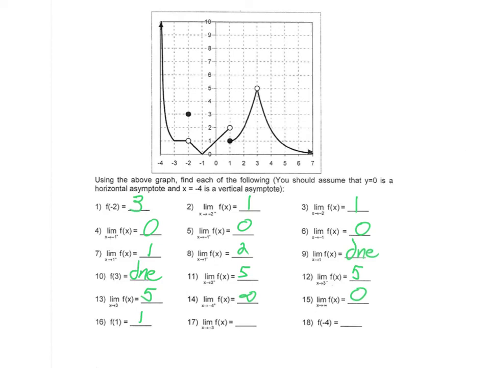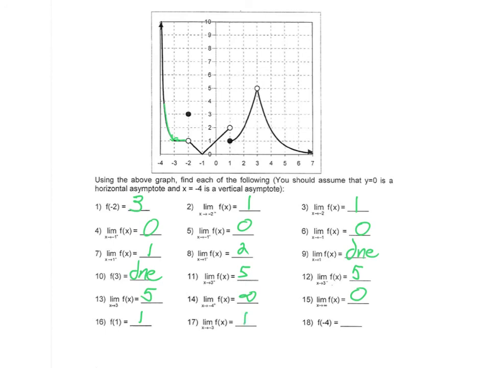Okay, wrapping things up here. Number 17 says, what is the limit as x approaches -3? Well, that's a two-sided limit, so I need to come from both sides. As I approach -3 from the left, it's pointing towards a positive value of 1. As I approach -3 from the right side, notice it's a horizontal line at 1. Both arrows are converging at a y value of 1.